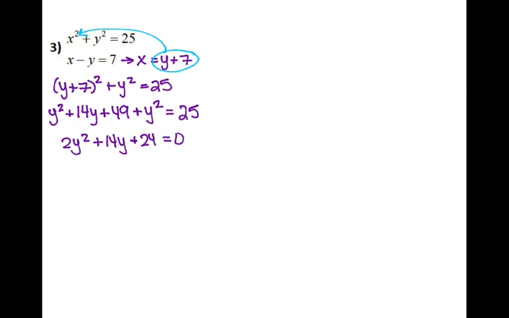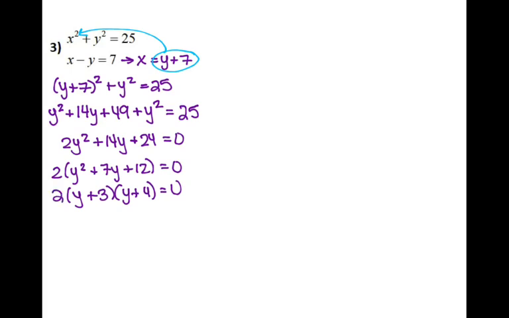I'm going to go ahead and factor out the 2 since all of those have a 2 in common, so y² + 7y + 12 = 0. Factor further, so I have (y + 3)(y + 4) = 0. From here, solve for y, you get y = -3 and y = -4. With the 2, you don't have to solve for anything with that because it doesn't have a variable.